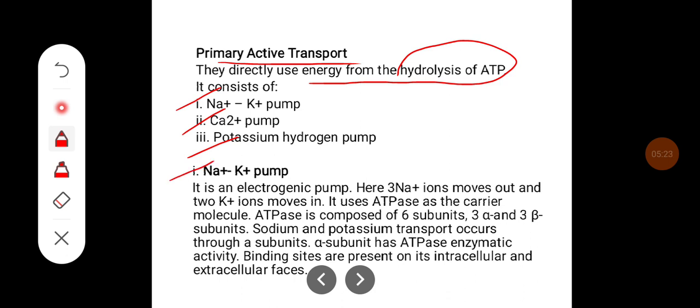The sodium potassium pump is an electrogenic pump. Here 3 sodium ions move out and 2 potassium ions move in. It uses ATPase as the carrier molecule, and the ATPase is comprised of 6 subunits, 3 alpha and 3 beta subunits. Sodium and potassium transport occurs through the alpha subunit. The alpha subunit has ATPase enzymatic activity too, and binding sites are present on its intracellular and extracellular phases.